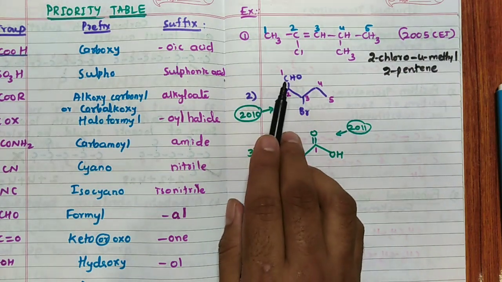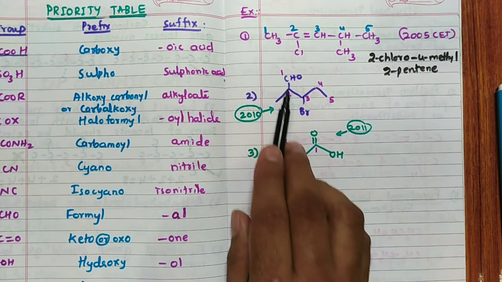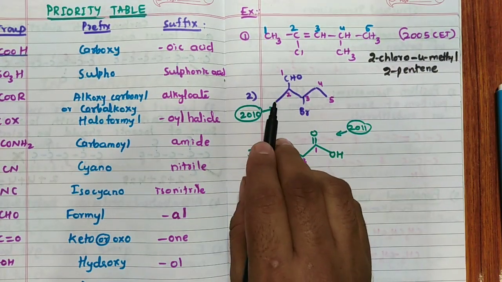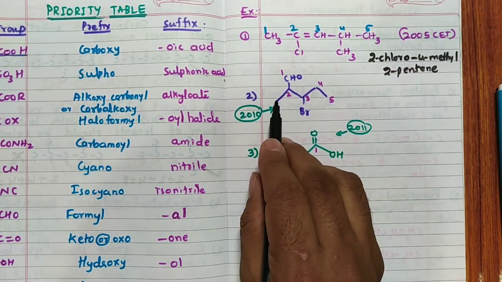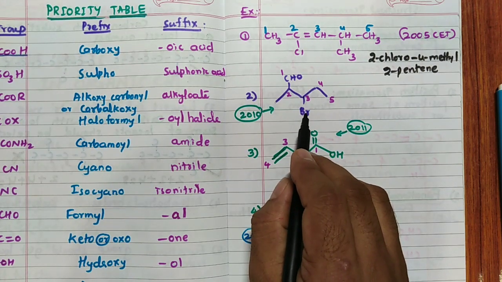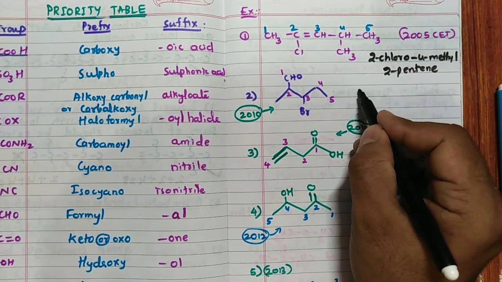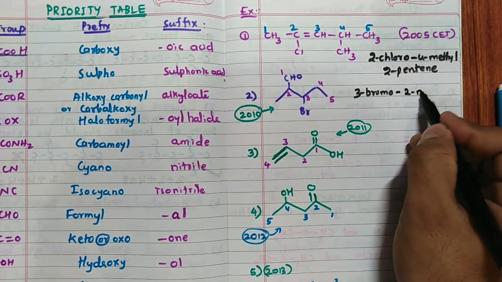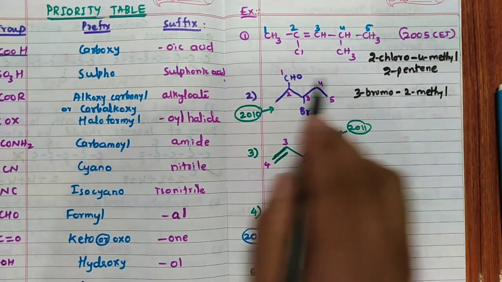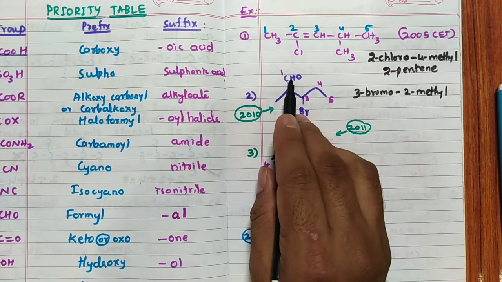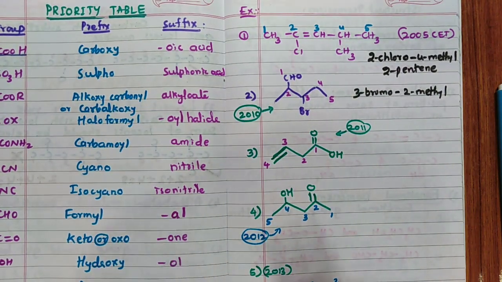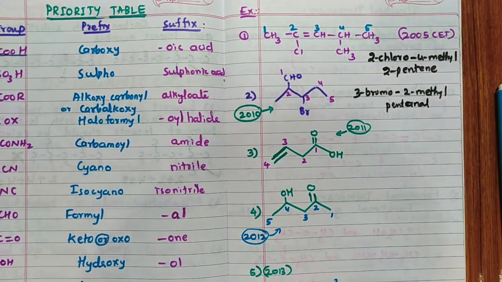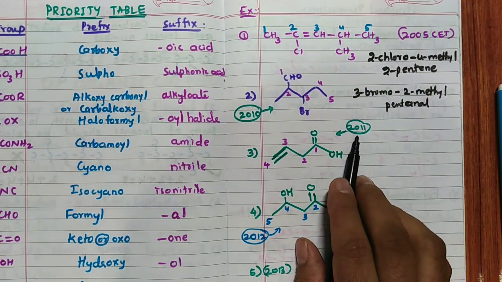Now this one. Start with the numbering; first preference is the aldehyde. So 1, 2, 3, 4, 5. So 3-bromo. Two groups are there, methyl and bromo. Bromo, B, gets alphabetical order first priority. So 3-bromo, then 2-methyl. How many carbon atoms are there? 5, pent. CHO means -al, so pentanal. Remember, pentanal. 2-methylpentanal.